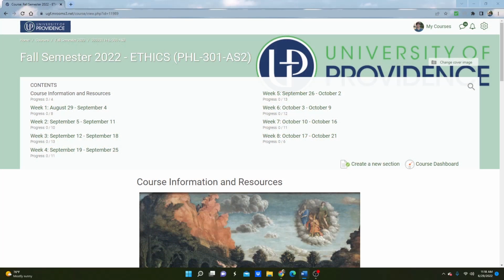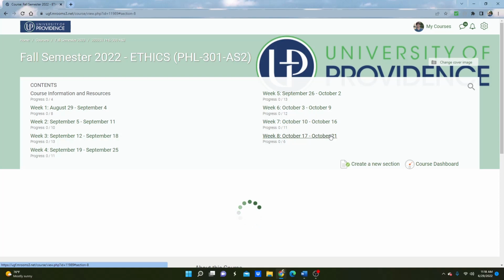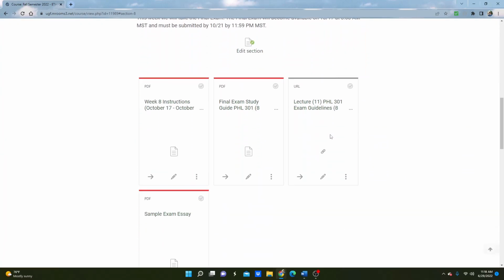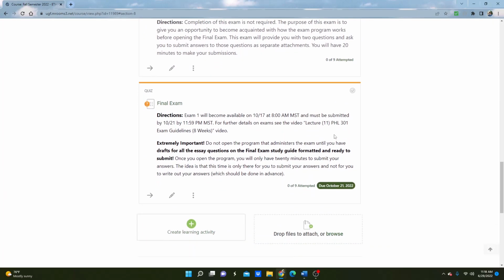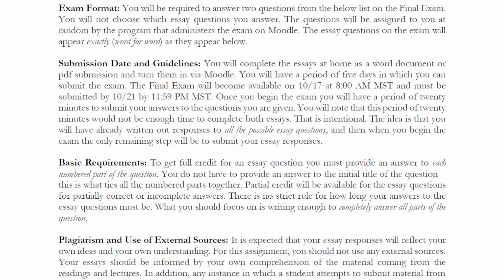As mentioned previously, you will take the exam through a program on Moodle. To find where you will take the exam, we need to go to the Week 8 area of the class. When you are ready to take the exam, then you would simply click on the link that you see here. However, it is important that I stress what it means to be ready to take the exam.